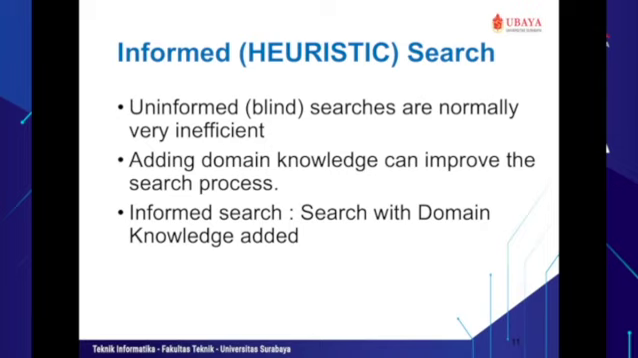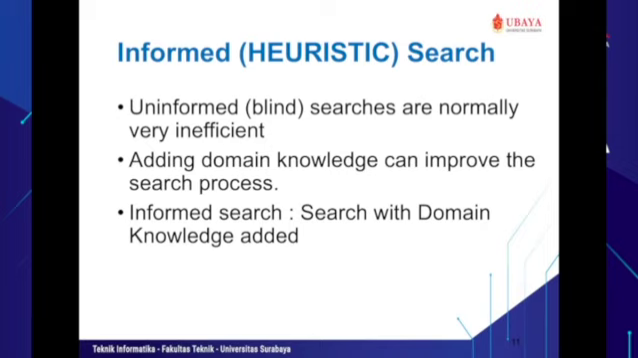Previously, we have learned about uninformed or blind search, in which most of the algorithms are very inefficient because all the possible alternatives are being explored. So it will take a longer time for the system to come out with the appropriate results that we expect to have. Therefore, we can add some domain knowledge to improve this search process.